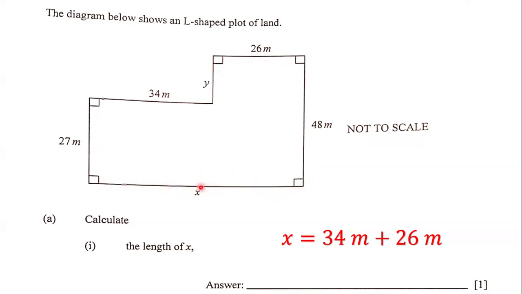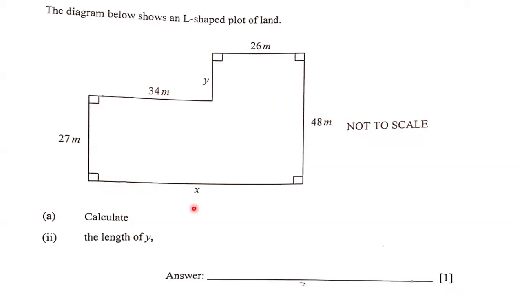And so x is going to be 34 meters plus 26 meters. And 34 meters plus 26 meters is 60 meters. So that means that x is going to be 60 meters. That's the length of x. Next, they want us to calculate the length of y.